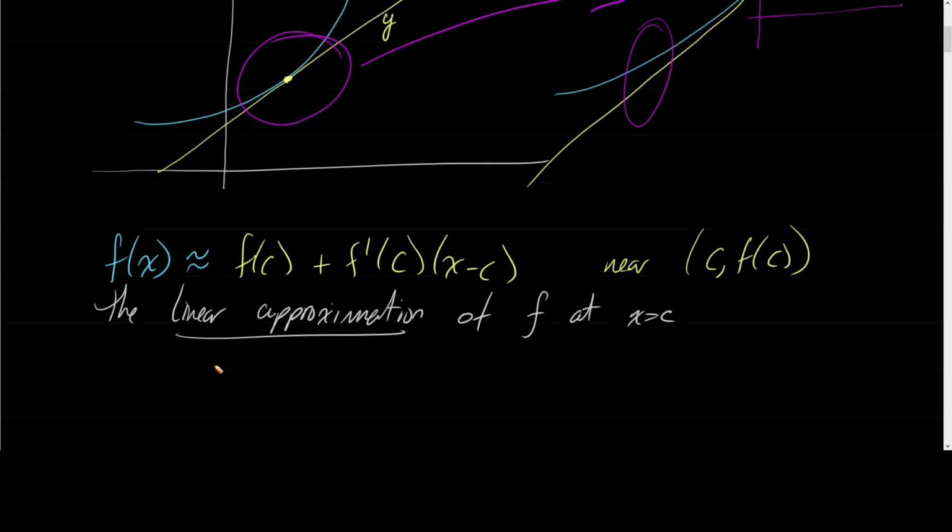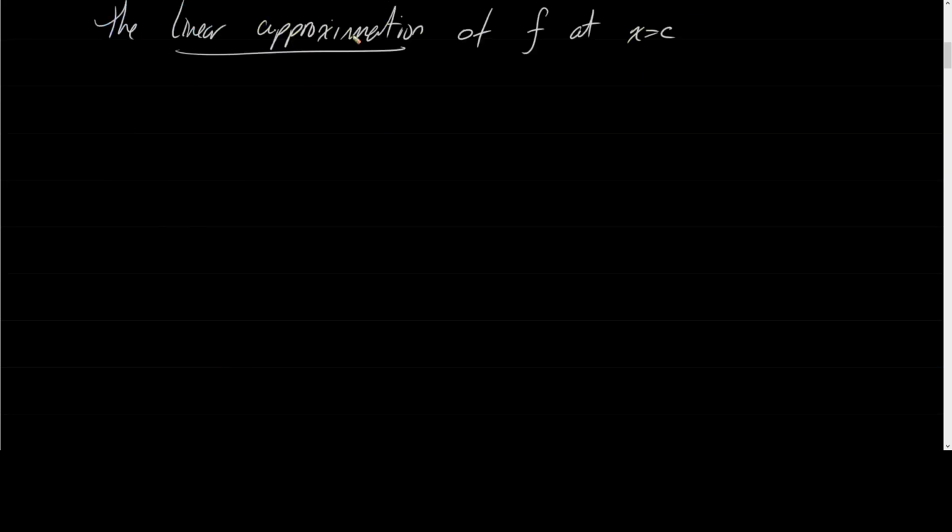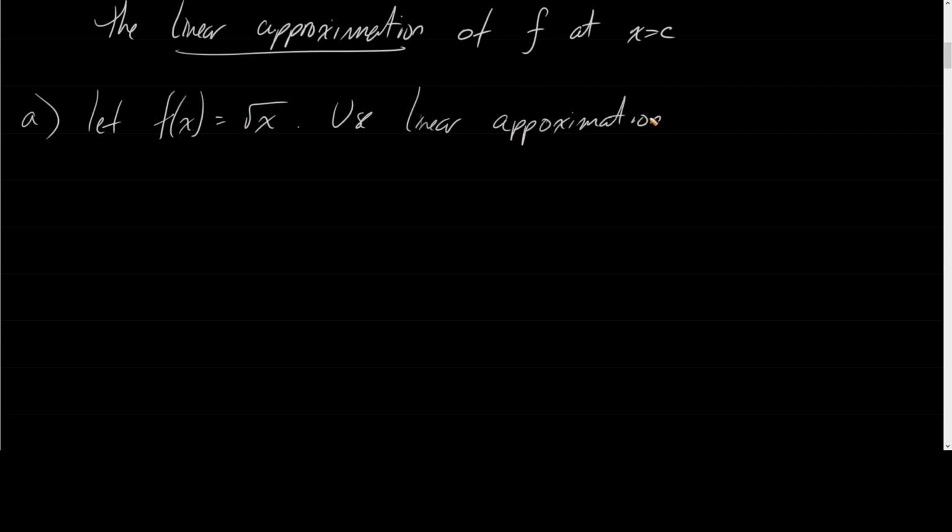Now, why do we care about that? Well, let's think about an example where this linear approximation is important. Let f of x equal the square root of x. Use linear approximation to estimate the value of the square root of 9.1. So we're going to try to figure out what the square root of 9.1 is.